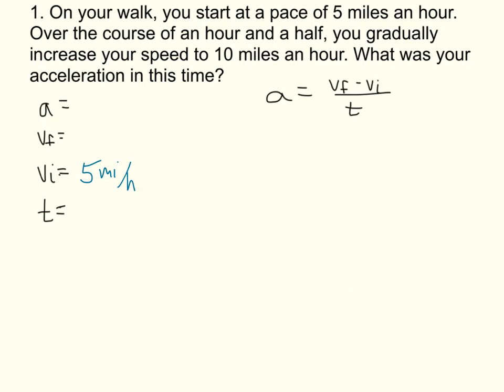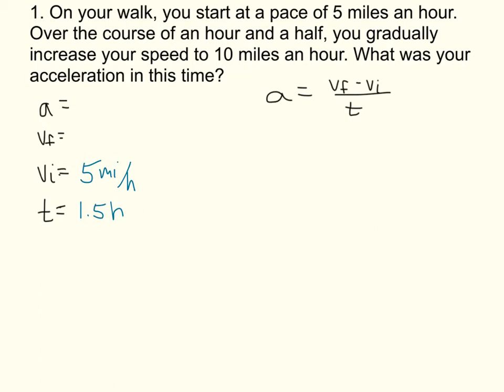Then it says over the course of an hour and a half, that's our time. An hour and a half, I'm going to write down as 1.5 hours. You could also say it's 90 minutes, but because our speed is given to us in miles per hour, I'm going to keep it as hours.